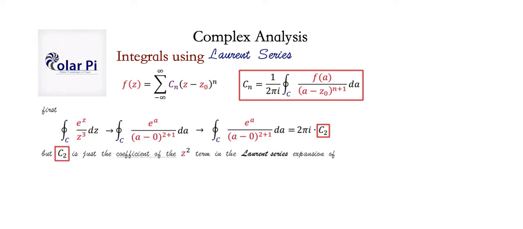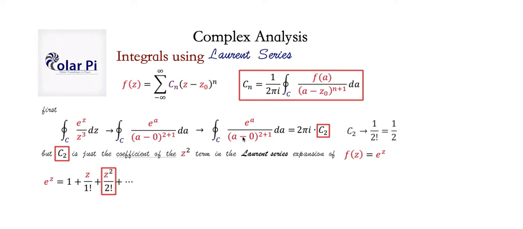This is what I'm saying. c sub 2 is just the coefficient of the z squared term in the Laurent series expansion for f. And f again here is e to the z, right? And e to the z has a simple Laurent series expansion. It's this, and the z squared coefficient, as we can see here, that is c sub 2, is equal to 1 over 2 factorial. So c sub 2 is 1 over 2 factorial, and that's just 1/2.